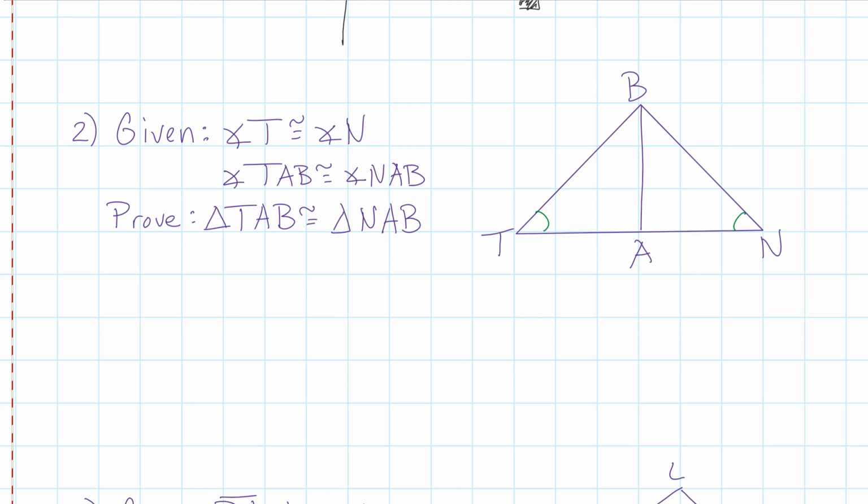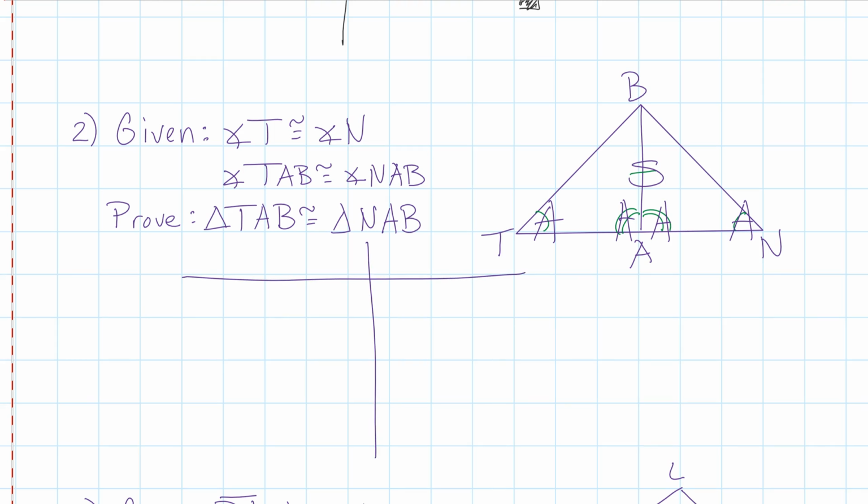And what else? TAB, which is where? The left side of A. Left side of A. Good. TAB is congruent to NAB, which is the right side of A. So now we've marked the givens. What do I now do? Draw a line. Where? At the A. Right. The reflexive side is congruent to itself. So now I label this with A's and S's. And how are these 2 triangles congruent? AAS.